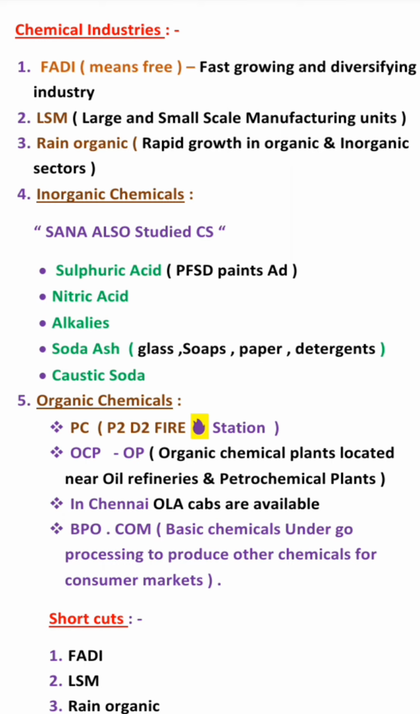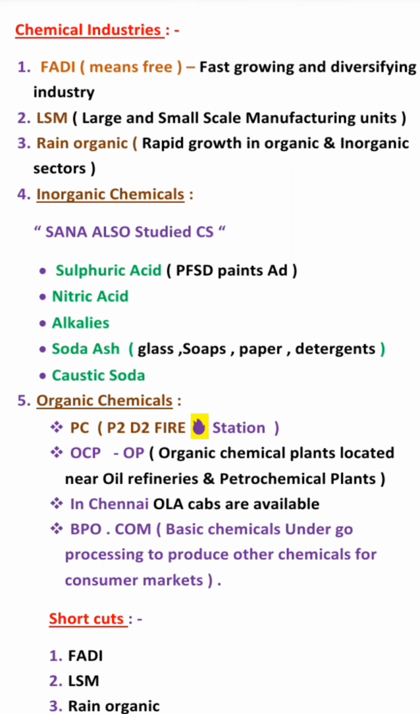First one, FADI. In this topic it means the chemical industry is a fast growing and diversifying industry. Then LSM, that is large and small scale manufacturing units. Large and small scale manufacturing units are found in these industries.